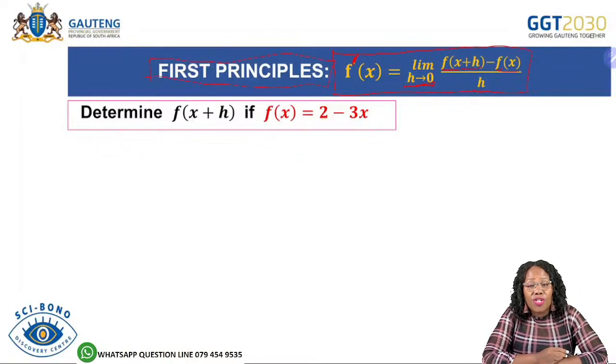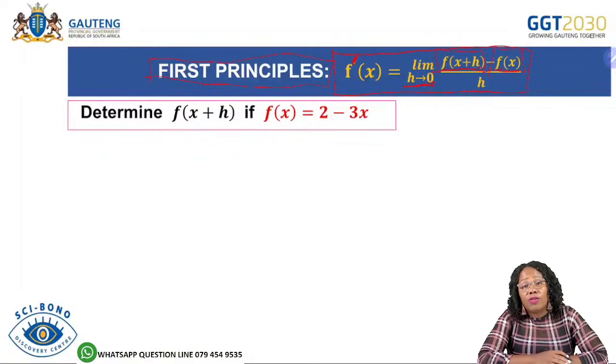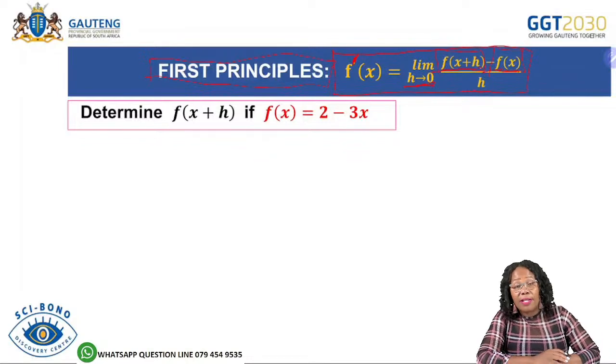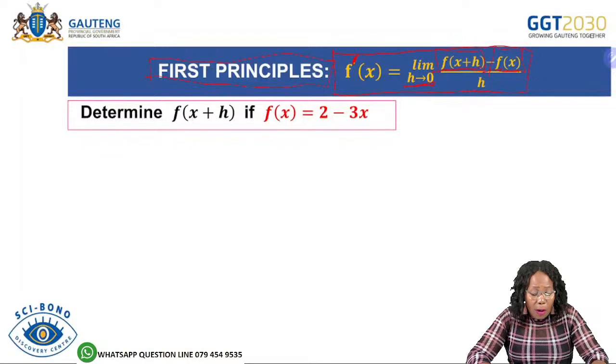So if your question says determine this using the first principle, this is the formula that you need to apply. If you look into that formula, you can see, grade 12, that in order to apply it, you need the value of f at x plus h, and then you need the value of f at x, of which you will divide the difference by h. Right, let's look at the first activity now.